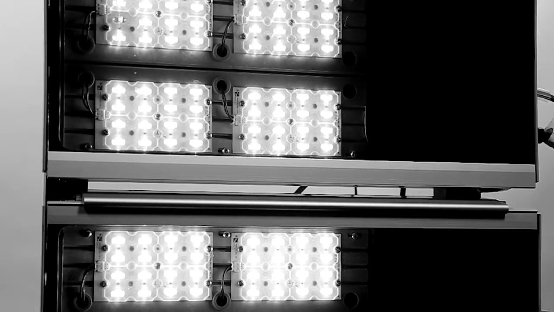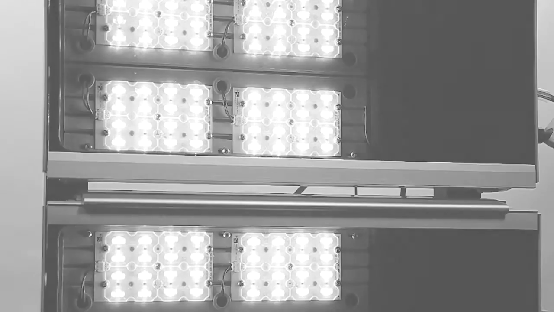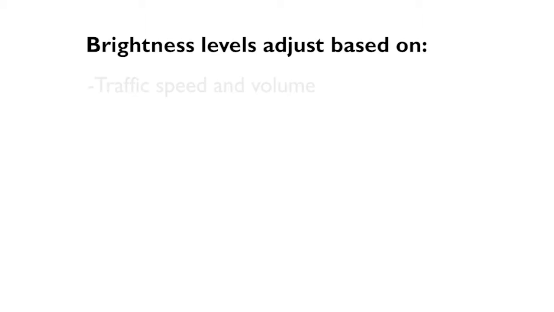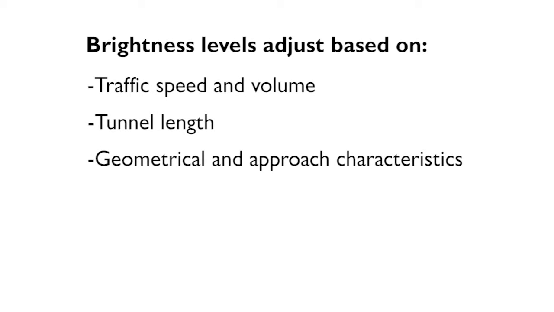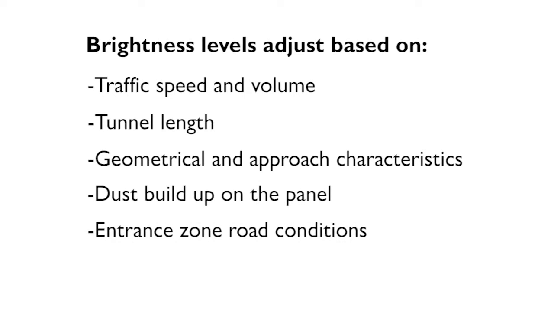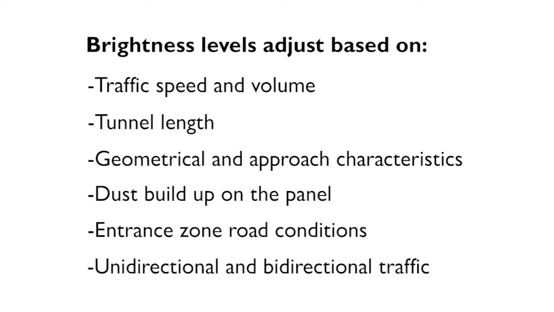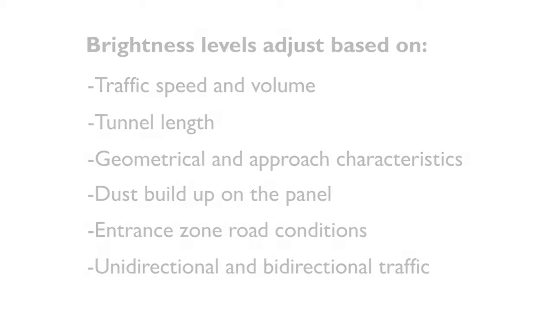Brightness levels within the tunnel are adjusted through a variety of sensors designed to factor in traffic speed and volume, tunnel length, geometrical and approach characteristics, dust buildup on the panels, entrance zone road conditions, unidirectional and bidirectional traffic. This ongoing monitoring keeps the tunnel's lighting at the safest possible level for travelers.